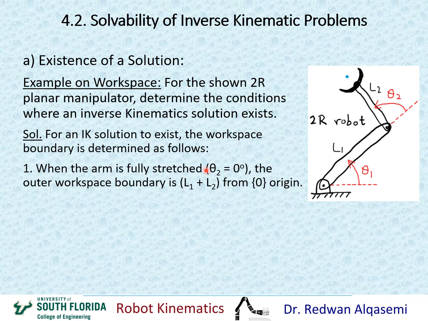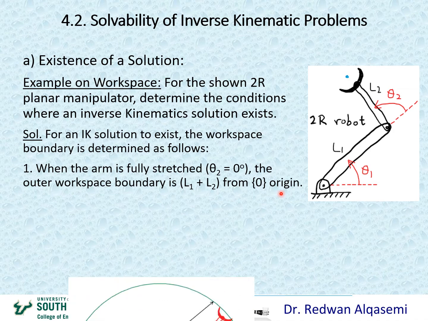When the arm is fully stretched, that means theta 2 equals 0. So the arm is completely stretched up. That means the end effector location relative to frame 0 would be the length of L1 plus the length of L2. Okay, so that's the outer edge of the boundary that we're talking about.